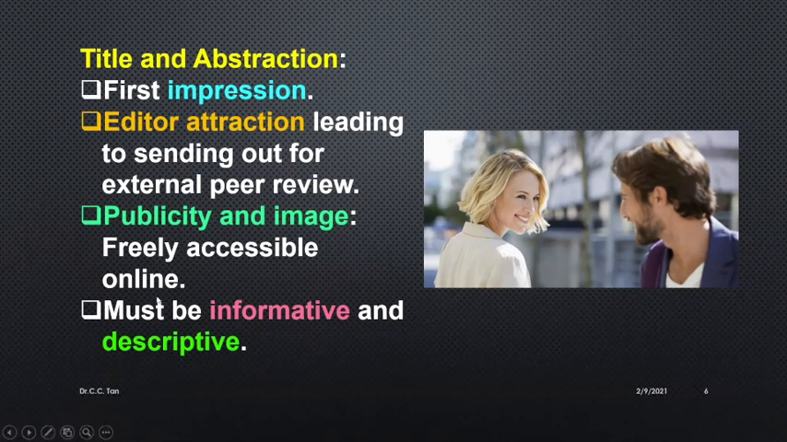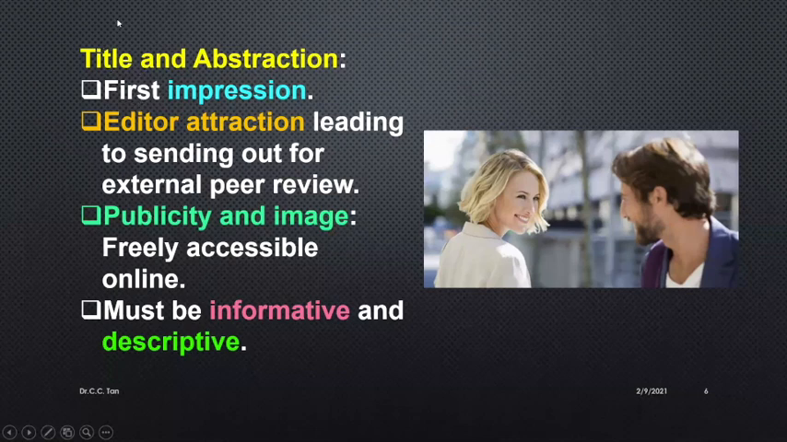Because the abstract and the titles are available everywhere on Google, everybody can freely search for your abstract and title. If it makes a bad impression, they will not read your full article. If the title is not attractive, they will stop at the title.